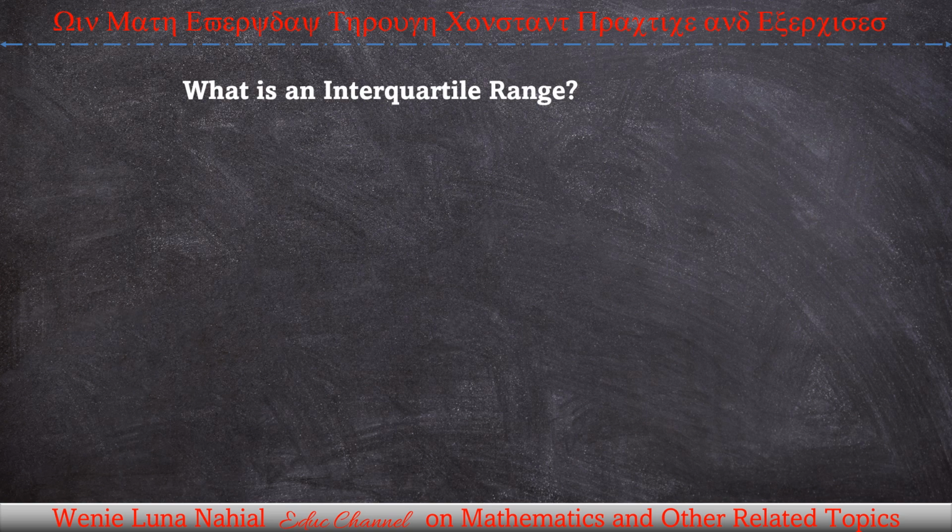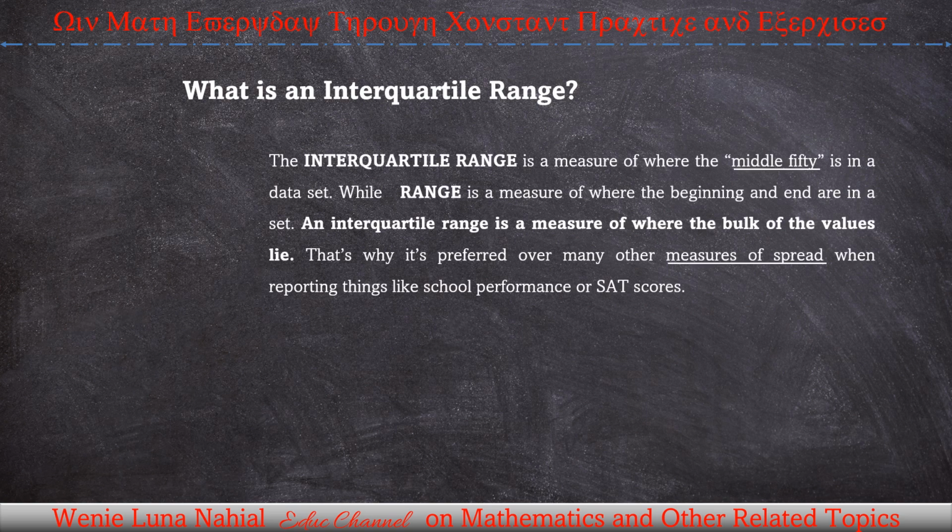What is an interquartile range? The interquartile range is a measure of where the middle 50 is in a data set, while range is a measure of where the beginning and end are in a set. The interquartile range is a measure of where the bulk of the values lie. That's why it's preferred over many other measures of spread when reporting things like school performance or SAT scores.